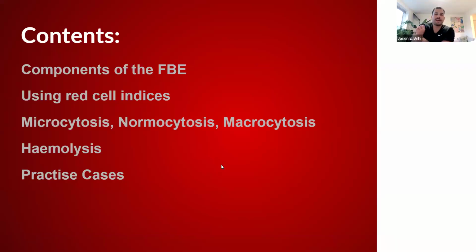So the contents are looking at the components of the full blood count and then what red cell indices are. Then we'll look at microcytosis, normocytosis and macrocytosis, look at a little bit of hemolysis, and then some practice questions. And there's some questions throughout as well.